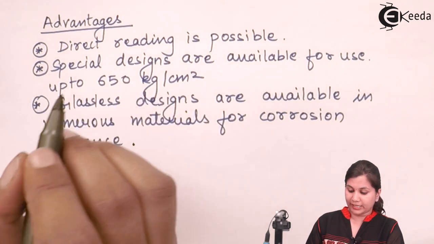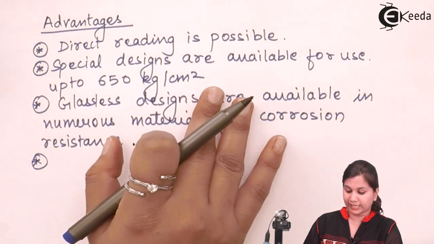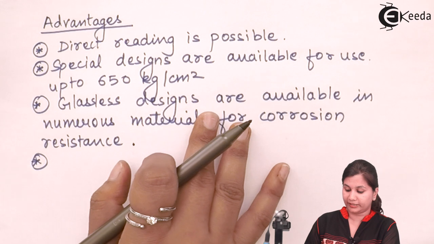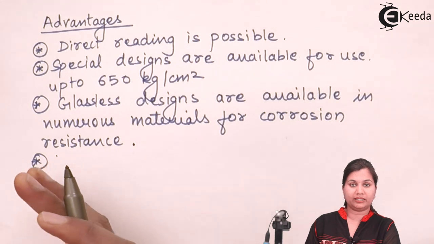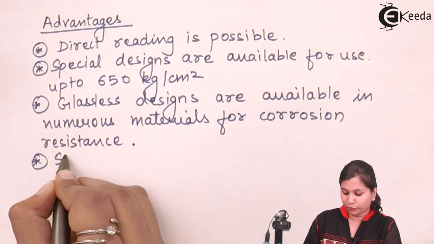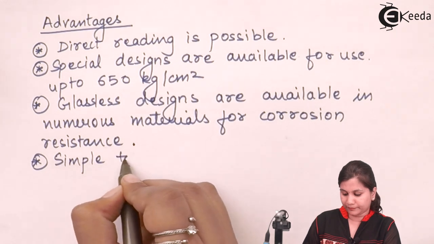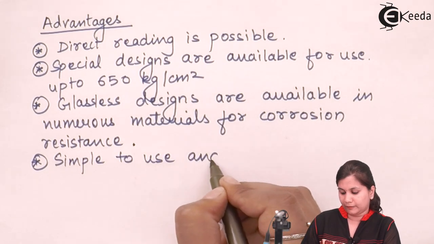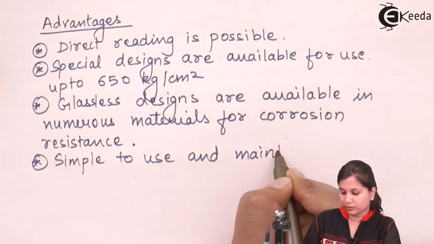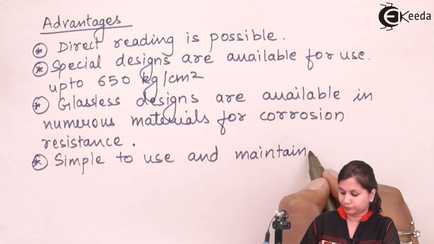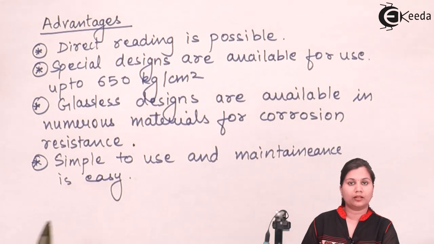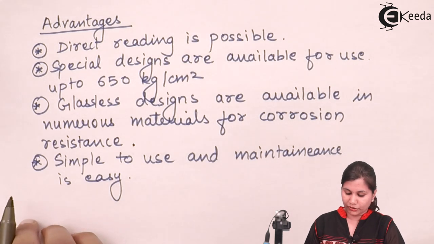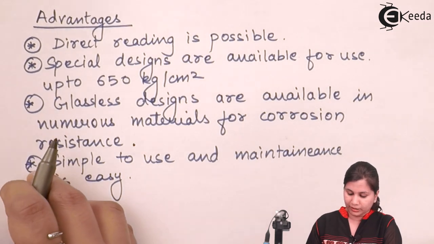Also the advantage is that direct reading is possible, special designs are available, glassless designs are there, and because no moving parts are there, it is simple to use and its maintenance is also easy. Okay, so these are the advantages of the sight glass tube method. Next are the disadvantages.